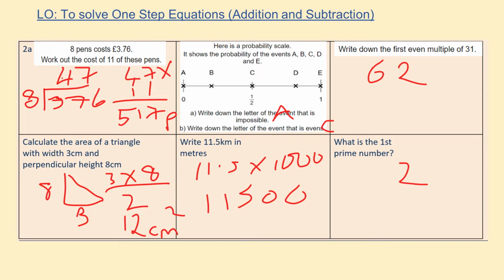If we're working out the area of a triangle, we know it's the base times the perpendicular height divided by 2. So 3 times 8 divided by 2 is 12. Because it's area, we've got centimetres squared, because it's centimetres multiplied by centimetres. So it's 12 centimetres squared. Write 11.5 kilometres in metres. Well, there's 1,000 metres in a kilometre, so 11.5 times 1,000 is 11,500 metres. And finally, the first prime number is 2.